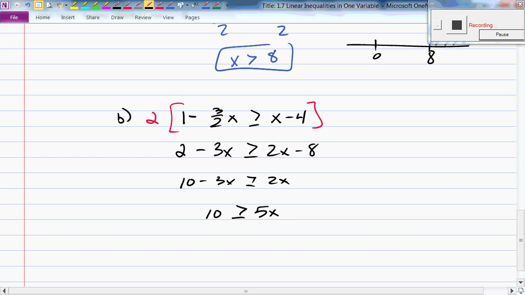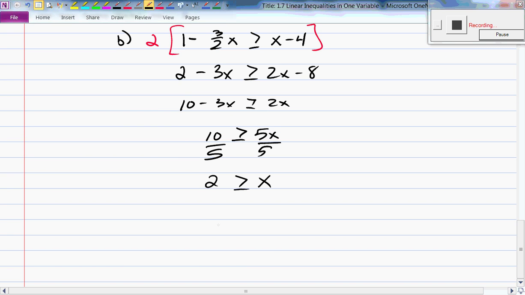Divide by 5. Divide by 5. What do I have? 2 is greater than or equal to... Is there another way I could say 2 is greater than or equal to x? Yes. x is less than or equal to 2.